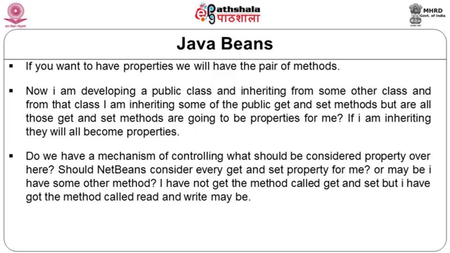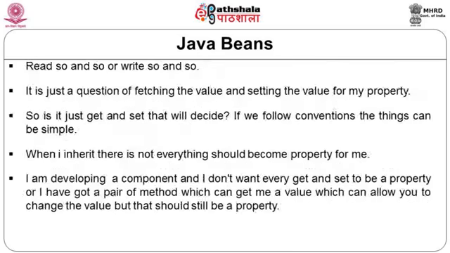Or maybe I have some other method. I have not got methods called get and set, but I have got methods called read and write, maybe read so and so and write so and so, or maybe some other name. It's just a question of fetching a value and setting the value for my property. I want that pair of methods to be a property. Do we have a mechanism? So, is it just the get and set that will decide?